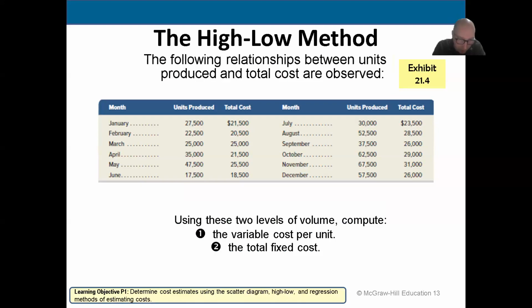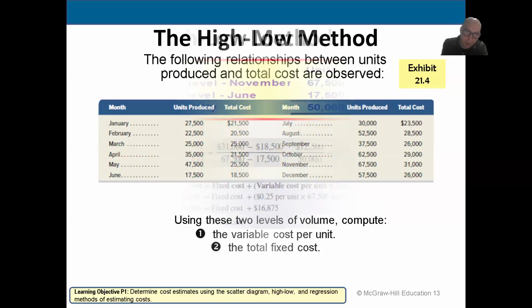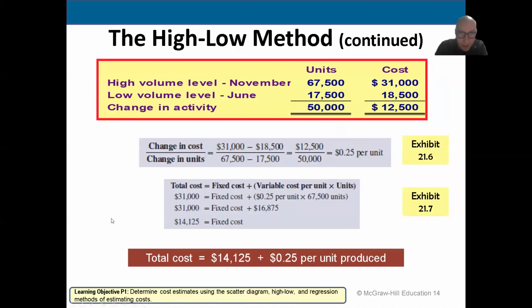We need to compute variable cost per unit and total fixed cost. Here's how we do it. The high, November, 67,500 units, total cost 31,000. Low, June, 17,500, cost of 18,500. We need to find the difference between the high point and the low point. To do this, we very simply subtract the low from the high. So the difference is 50,000 units, and the difference in cost is 12,500.